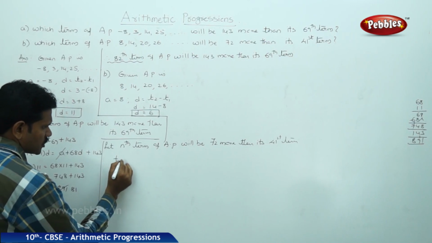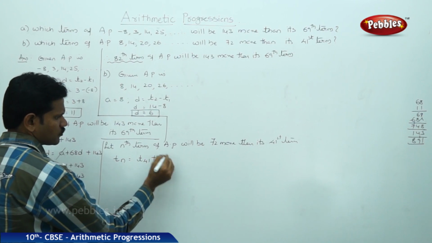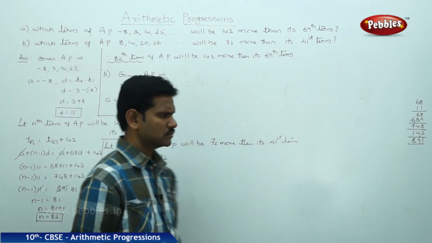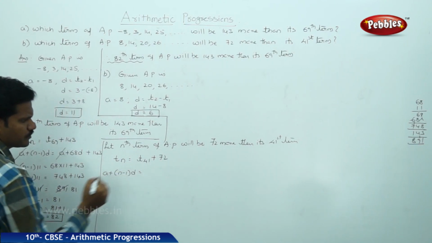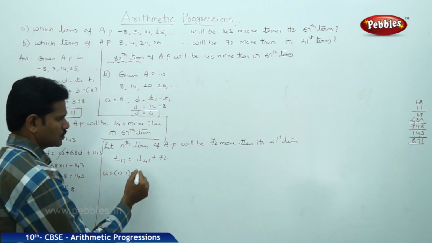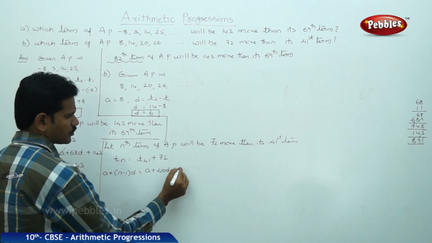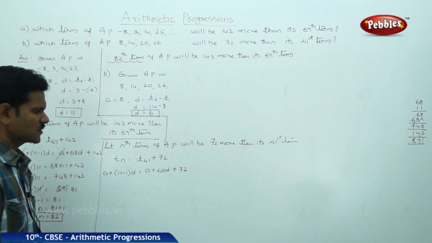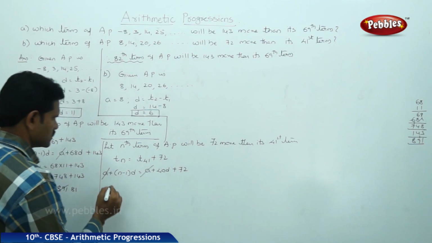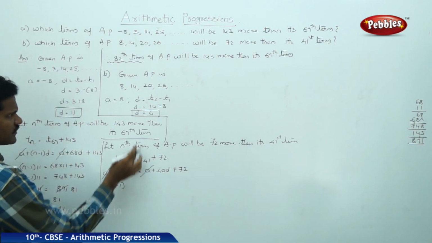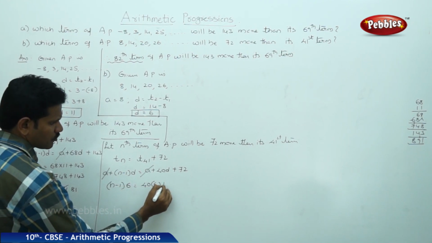That is, Tn is equal to T41 plus 72. Why 72? 72 more than. That is, A plus n minus 1 into D is equal to T41, A plus 40D, plus 72. That is, both sides A get cancelled. That is, n minus 1 into, what is the D value, 6, is equal to 40 into 6 plus 72.